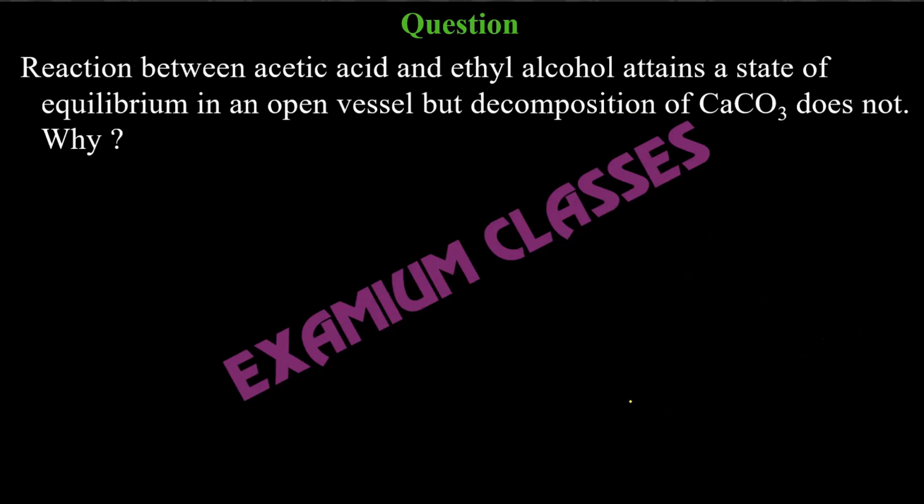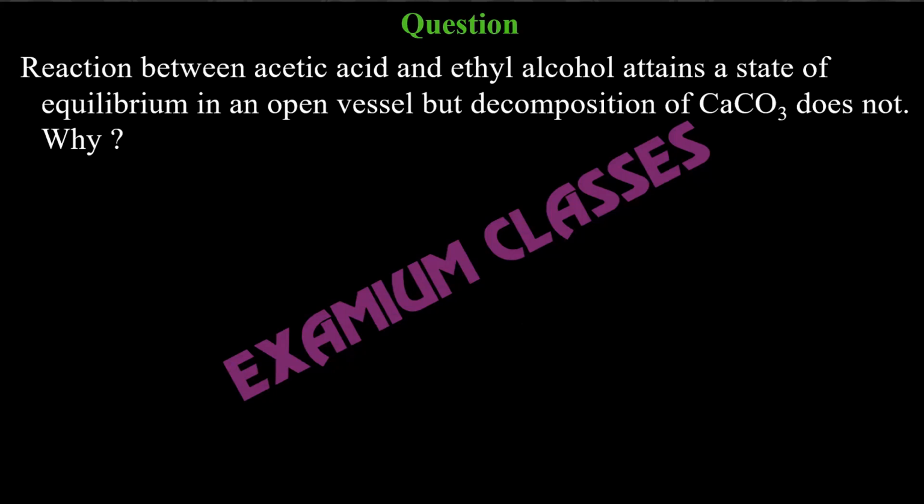Next. Reaction between acetic acid and ethyl alcohol attains a state of equilibrium in an open vessel, but decomposition of calcium carbonate does not. Why? Because in the decomposition of calcium carbonate, we get carbon dioxide, and carbon dioxide will escape out. So it can't happen in open vessels.